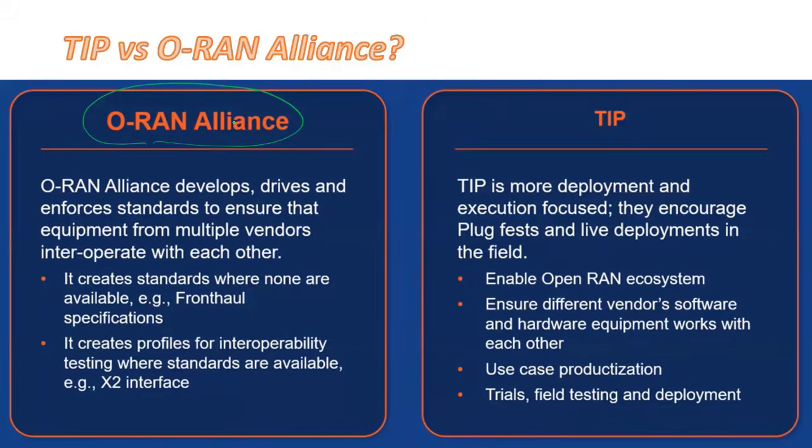So it is responsible for productization of use cases, and it facilitates trials, field testing, and deployment. So you can say that Open RAN movement is possible only because of TIP. Open RAN is successful only after the success of TIP. TIP brings various groups together. This is the main difference between TIP and ORAN: TIP is all about deployment, but ORAN is all about specifications and rules.